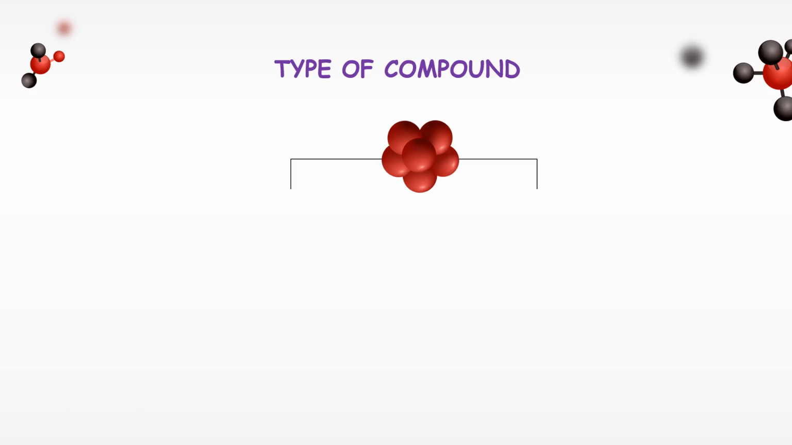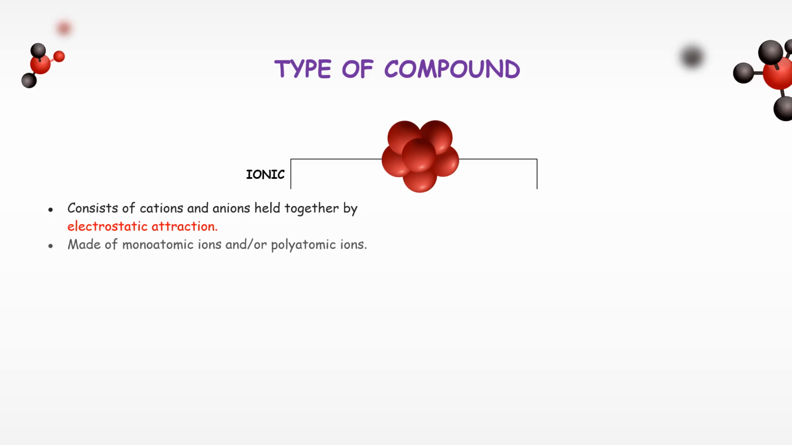Basically, there are 2 types of compounds that we are going to learn in this topic, and the first one is the ionic compounds. What is meant by ionic compounds? Ionic compound consists of cations and anions held together by electrostatic attraction. The ionic compound is made from monoatomic ions or polyatomic ions, and this compound also is made from metal and non-metal elements by transferring or accepting electrons.